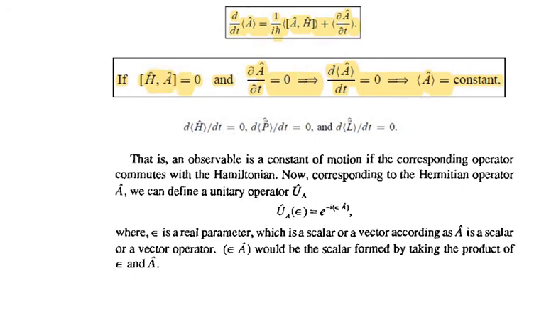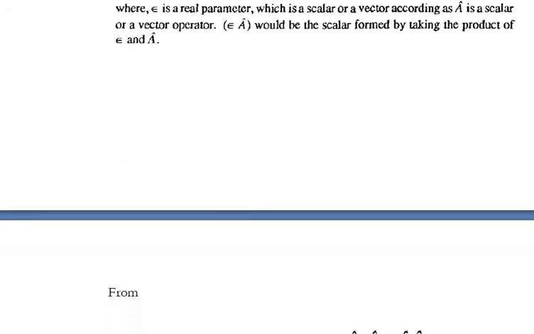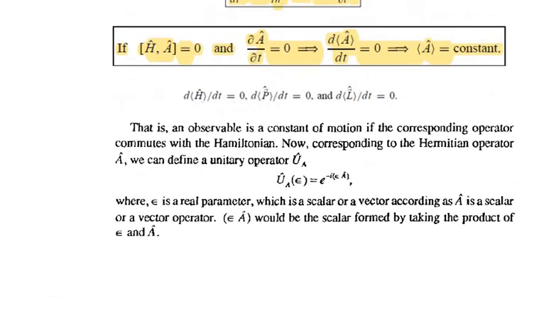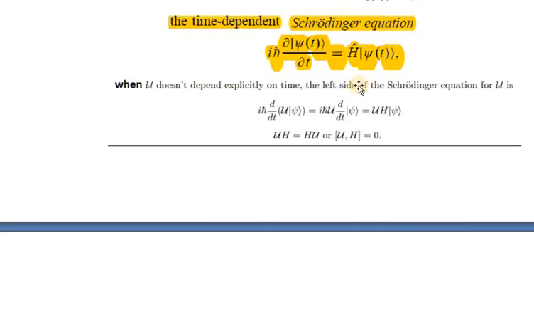Then we go to the UA. U is the unitary operator. We have already defined H equal to H. We have already got this expression from here. Yeah, UH equal to HU.